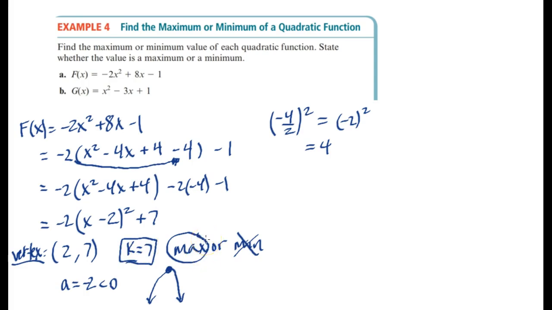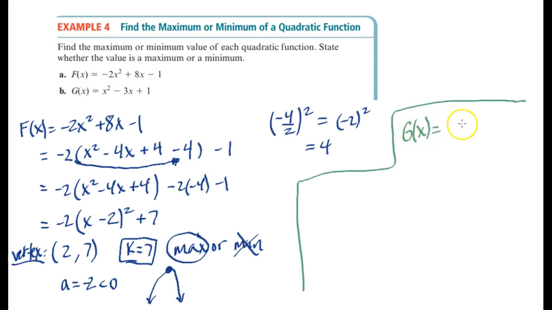We're done with A. All right, let's look at B. For B, we're going to use the other method, which is the vertex formula, negative b over 2a. So I'm going to write down the function right here. g of x equals x squared minus 3x plus 1. And I'm going to write down my a value. A is just 1. It's not written there, but you know that's 1 if there's no number in front of it. B is equal to negative 3, and C is equal to 1.